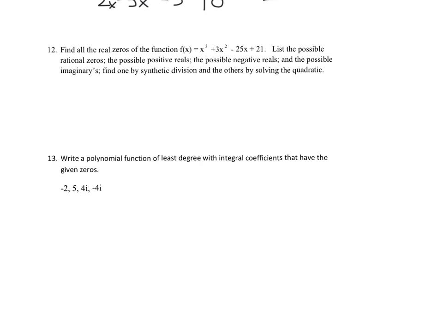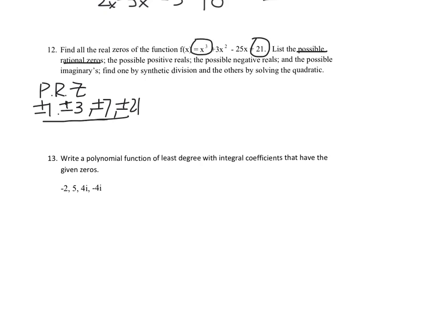Number 12, we're finding all the real zeros of this function. We want you to list the possible rational zeros. The possible rational zeros are the factors of the constant over the factors of the leading coefficient. So that'd be 1, positive and negative 3, positive and negative 7, and positive and negative 21, over the factors of the leading coefficient, which would be 1. Then listing the positive reals, negative reals, and imaginaries. What's possible for those?